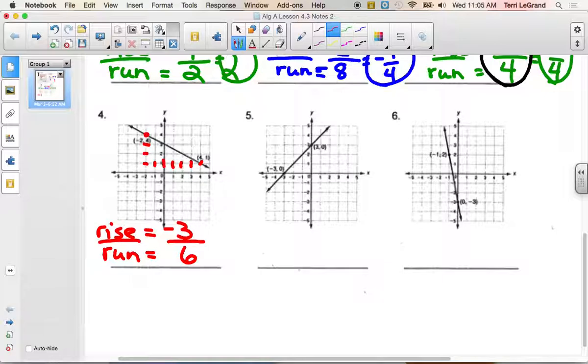Now we're going to simplify. Negative divided by a positive is a negative. 3, 6, is that going to divide out to an integer? No, so what are we going to name it as? -1/2 is going to be our slope.